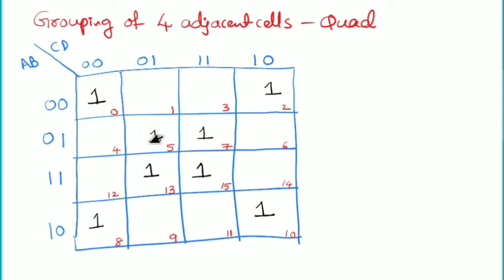Now, to pair or group these cells which are having 1 as output, let us consider cell number 5. For cell number 5, cell number 7 is adjacent, cell number 1 is adjacent, cell number 4 is adjacent, and cell number 13 is adjacent. This identification of adjacent cells I have explained in one of the videos in the same playlist. So cell number 5 is adjacent to cell number 7, and these two will make a pair.